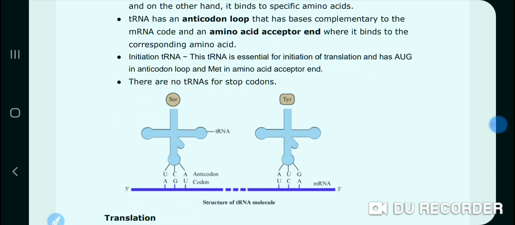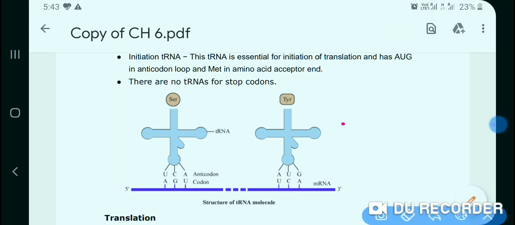Initiator RNA: this RNA is essential for initiation of translation and has AUG in the anticodon loop. This is the initiator transfer RNA, and here AUG is present at its anticodon loop and Met, that is methionine, at the amino acid acceptor end. There is no transfer RNA for the stop codon.